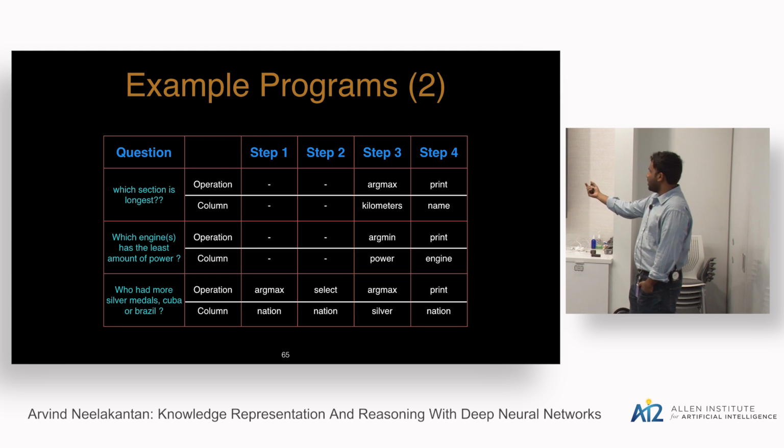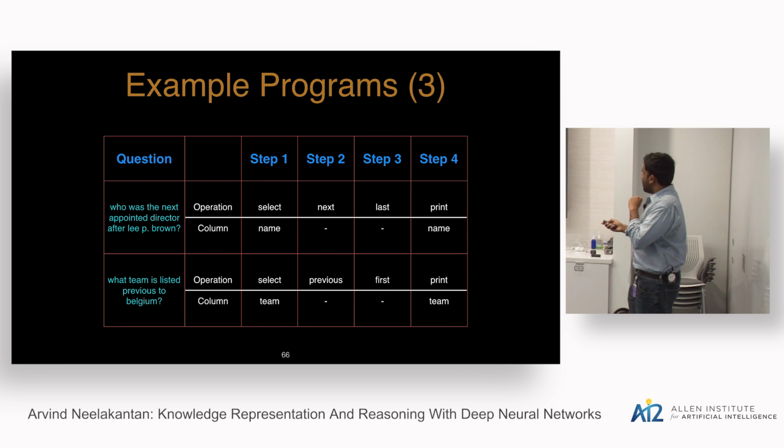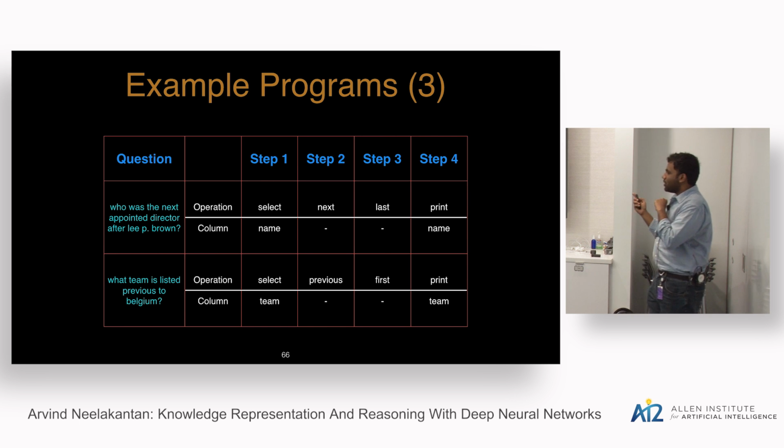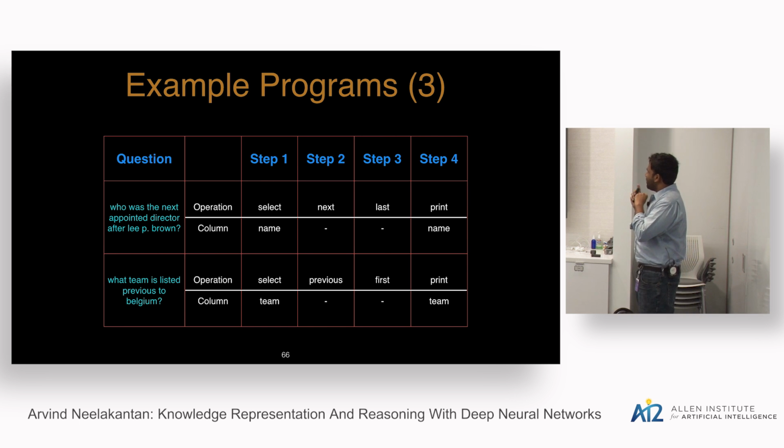So that basically makes the rows Cuba and Brazil active, and then it performs an argmax on the silver column, and then finally it performs a print going back to the nation column. Okay. And then in this slide, I wanted to show examples where the program is not perfectly correct, but it still gets the correct answer.